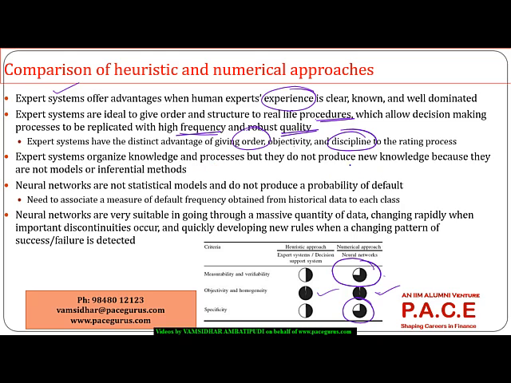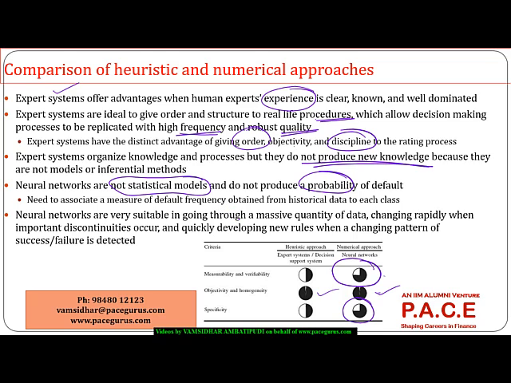But they do not produce any new knowledge. So it's not a model. They only derive some kind of pattern in the data and give an inference from the data, or they summarize the data, but they are not any kind of models. So they do not produce any new knowledge. Whereas in case of neural networks, new knowledge is typically provided. But remember, they are not statistical models. Because they are not statistical models, there is nothing associated with the probability of default.